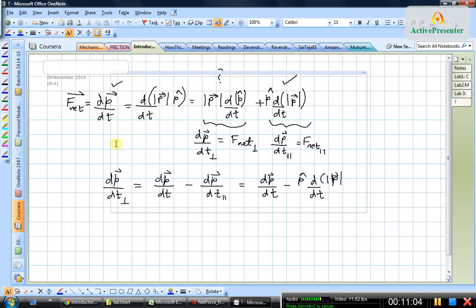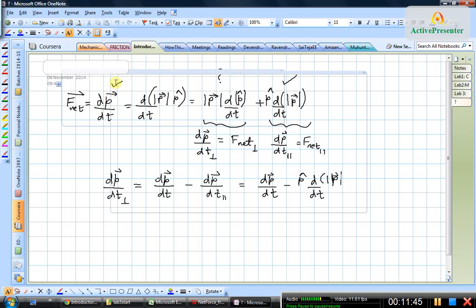As you can see here, by Newton's second law, net force is dp by dt, and p is a vector which can be written as the magnitude of the vector times the unit vector along momentum. If I differentiate it, then it is the magnitude of momentum times the derivative of the unit vector plus the unit vector times the derivative of the magnitude of momentum. So this term gives us the parallel component of net force, while this term gives us the perpendicular component of net force. So in the program we can easily calculate the unit vector of momentum and the derivative of the magnitude of momentum. So this term is known.